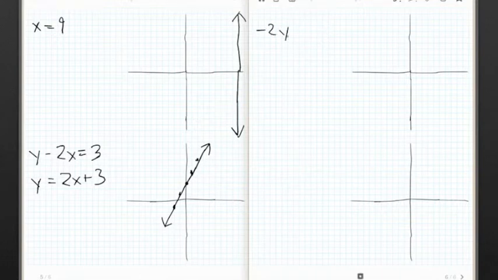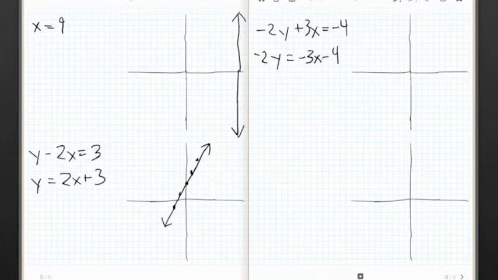Now let's start with -2y plus 3x equals -4. So let's move the 3x over, so we have the y's by itself. -2y equals -3x minus 4. And now divide both sides by -2 to get y equals positive 3 over 2 x plus 2. And again, now we actually transformed into another equation that is very easy to graph.